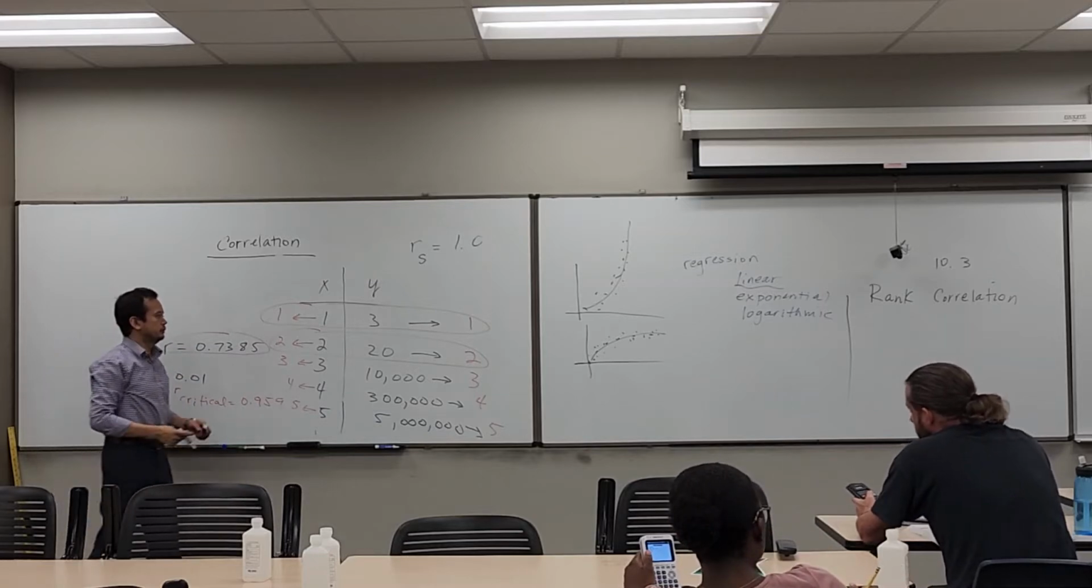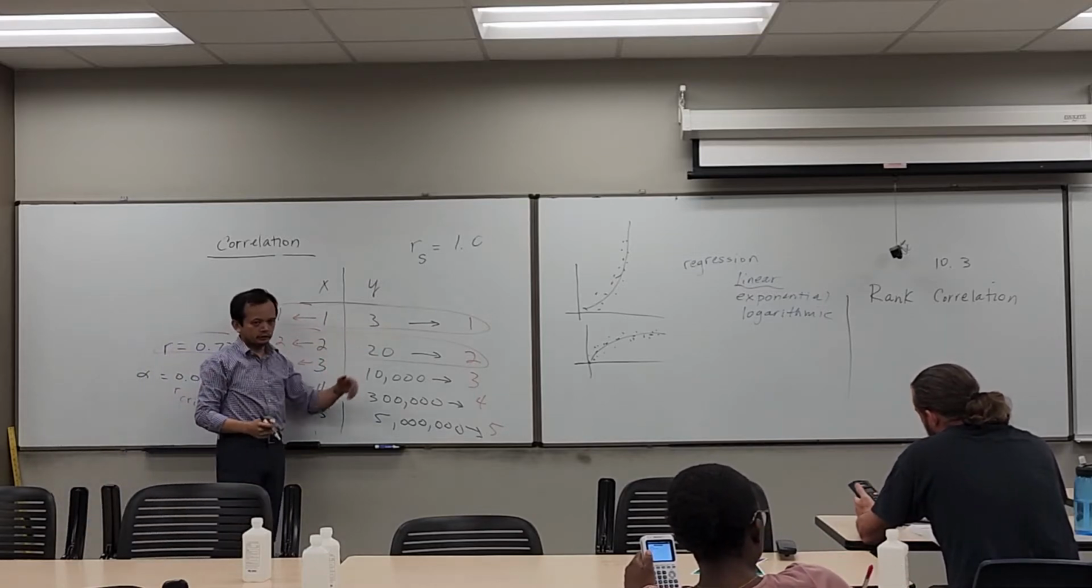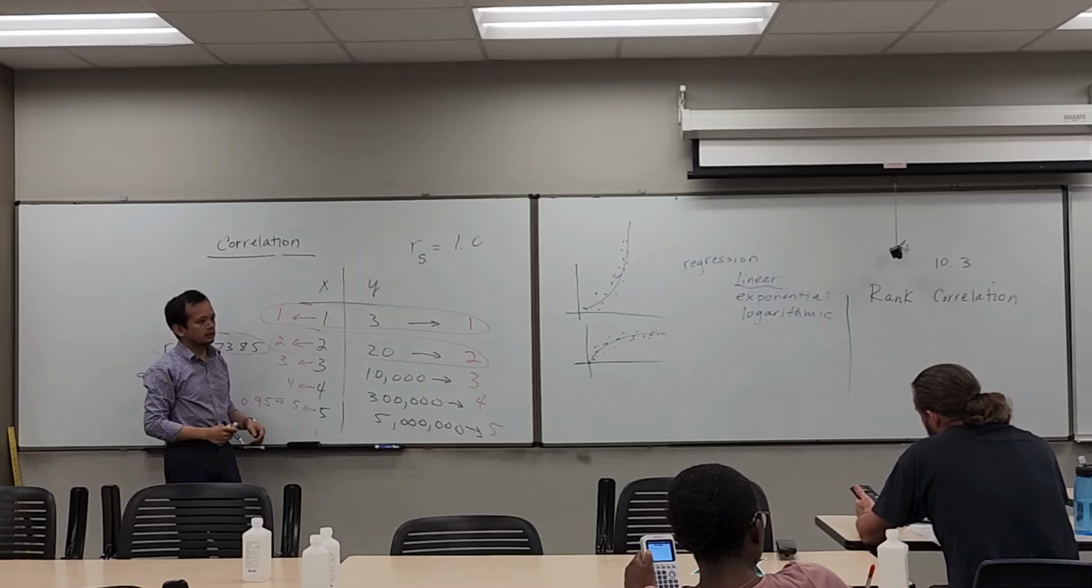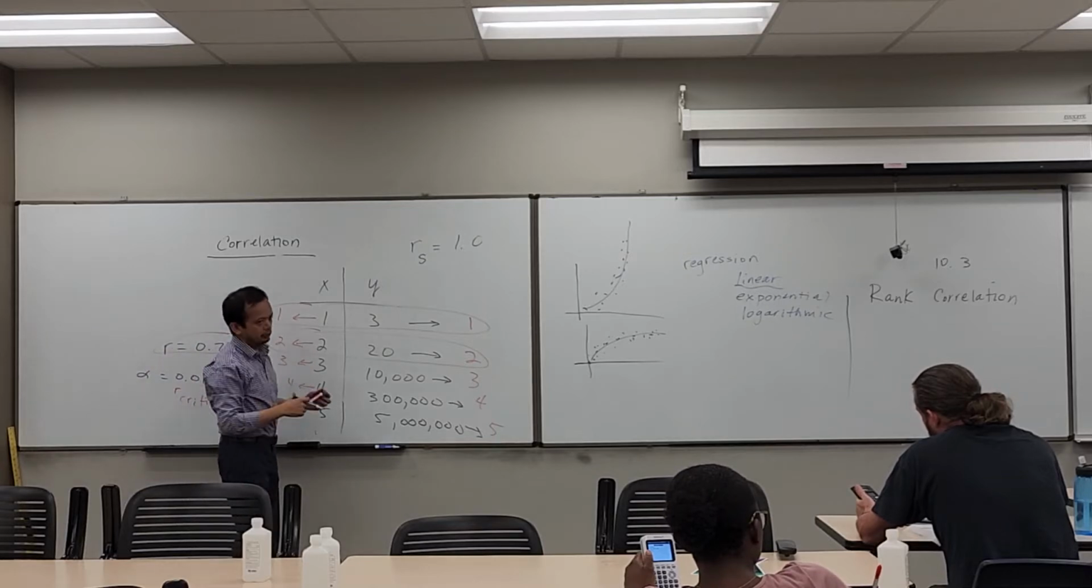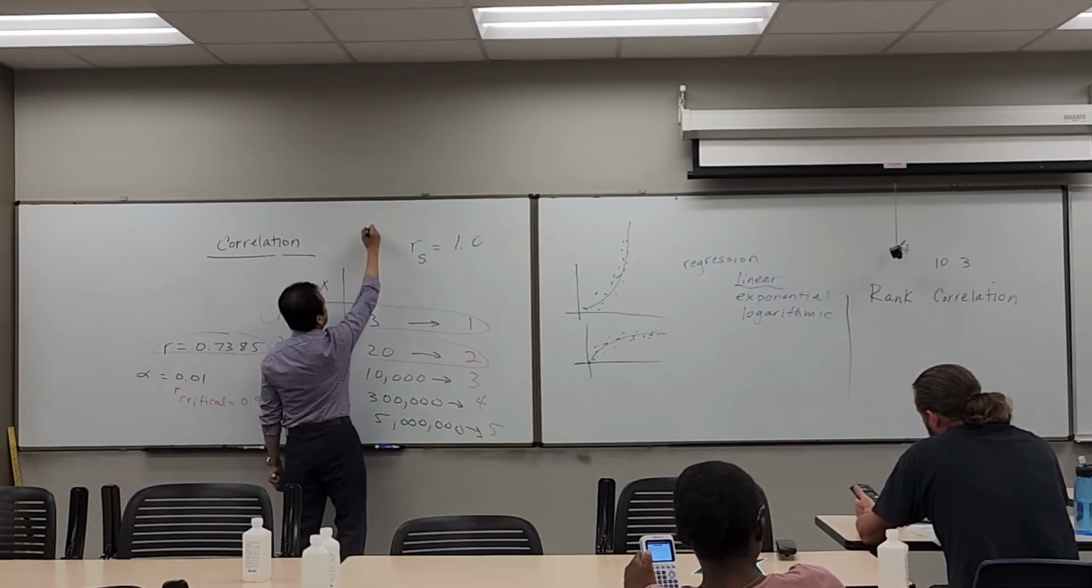So that means if you compare the ranks to each other, you're going to get a perfect linear relationship. So this is what we call the rank correlation coefficient.